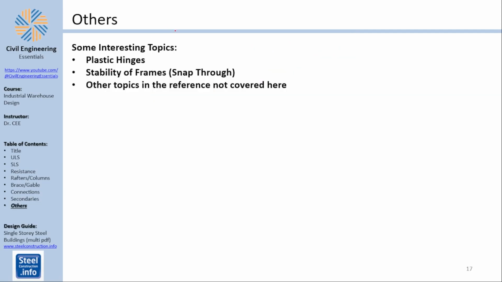Other topics that I will not cover today are plastic hinges, stability of frames, and stuff like fire resistance. I'm not covering those. The idea is that you should read them yourself. Let me show you why I will not cover those. Let me, for example, talk about the stability of frames. One issue that is mentioned here is snap through. Let me show you why I don't want to talk about those topics by talking about the snap through.